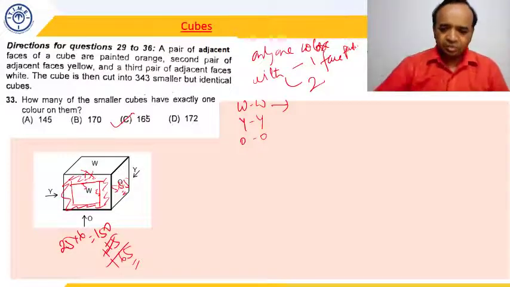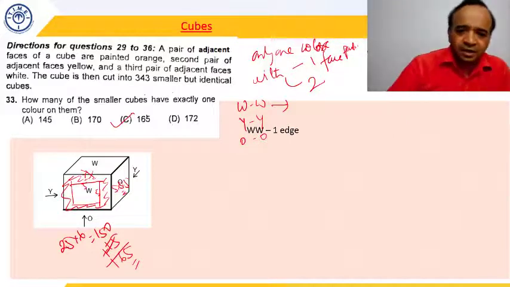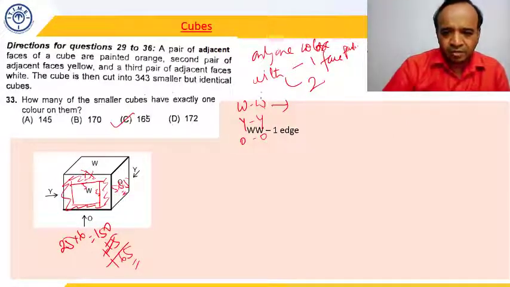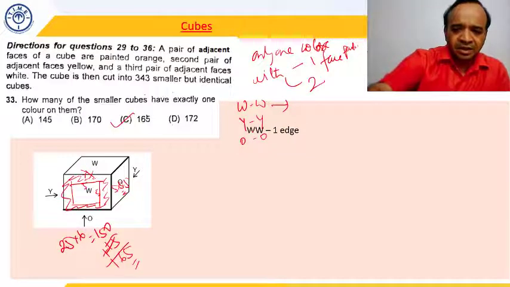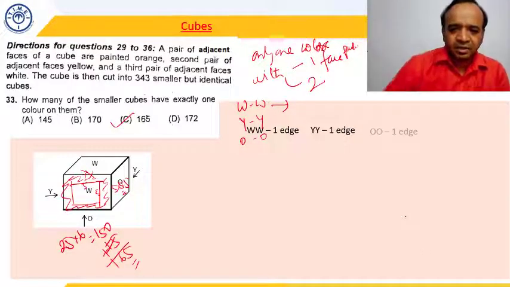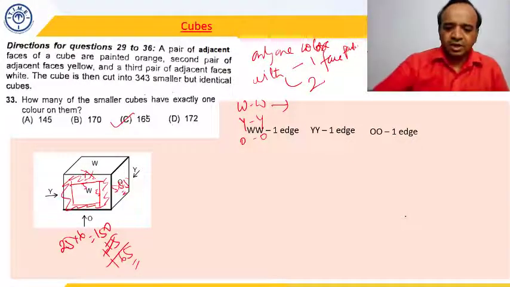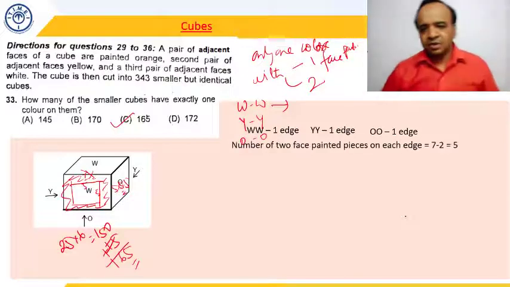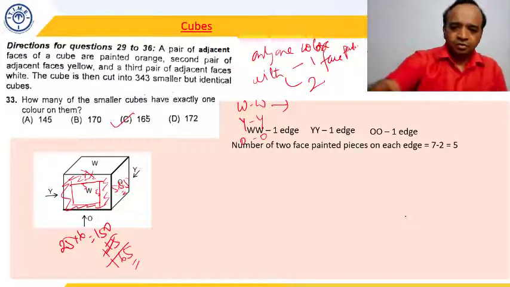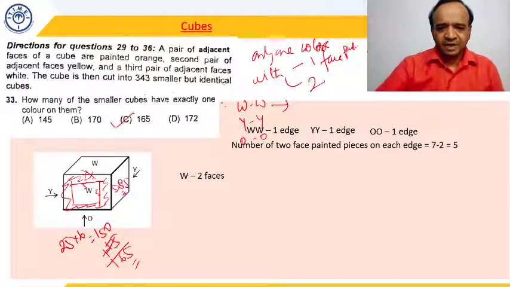I hope this is clear. I'm just going to repeat the solution here. So white is how many? One edge. That's what I have just made. Similarly, yellow is one, and orange is also one. At each of these edges, there are 5 pieces. The number of such pieces is equal to 5 into 3, so this part gives us 15.